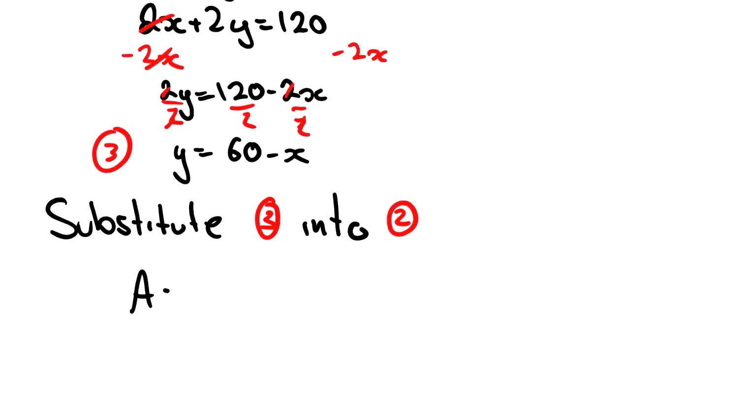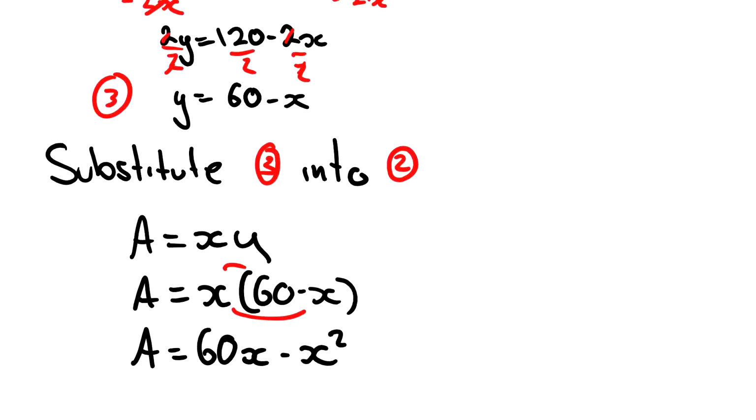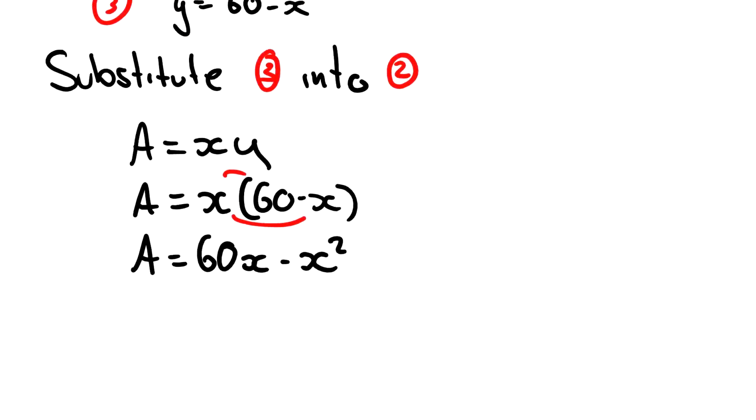So if I had A equals xy, the y is now changed into 60 minus x. All I do is literally replace the y with 60 minus x, and then I can expand the brackets, and I get A equals 60x minus x squared, which is what the question asks us to do. So I just found the answer to that. It does involve a good amount of algebra skills, simultaneous equations, to find these types of formulas, because you're using multiple equations, and ideally you want one at the end.